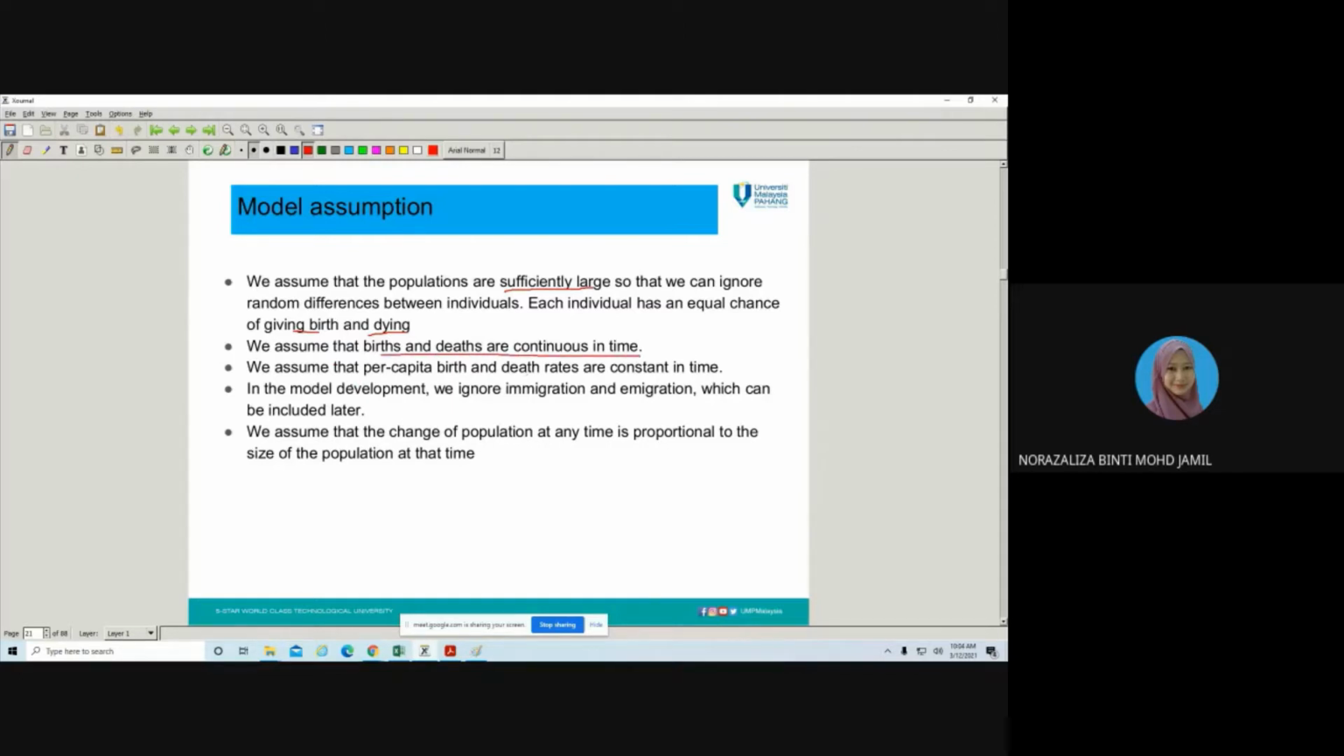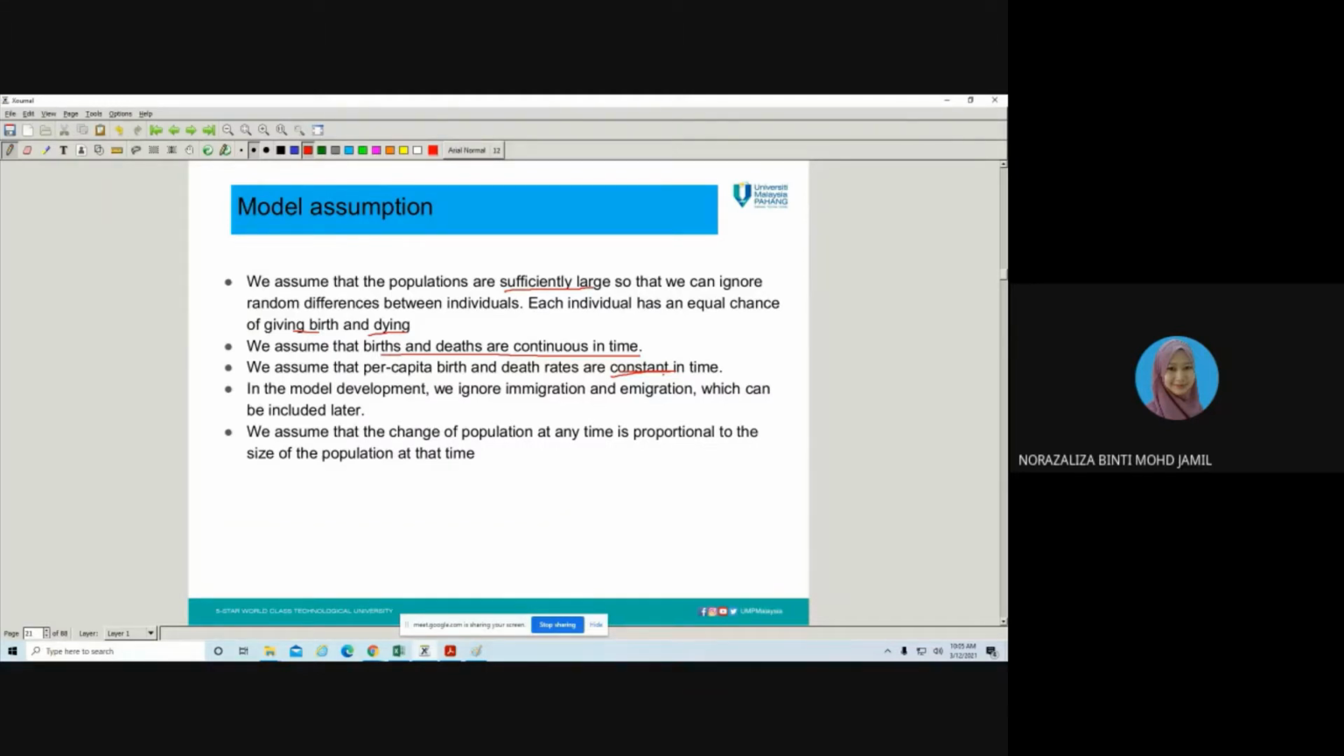Next assumption is we assume that per capita birth and death rates are constant in time. The keyword here is constant. So, for example, in the 1990s, we said that everybody on average can give birth to 4 children. But in 2000, on average only 2 children.